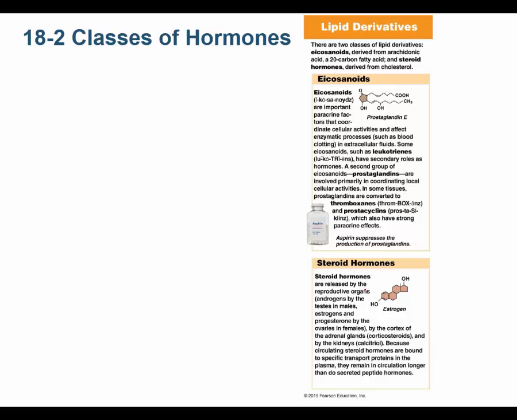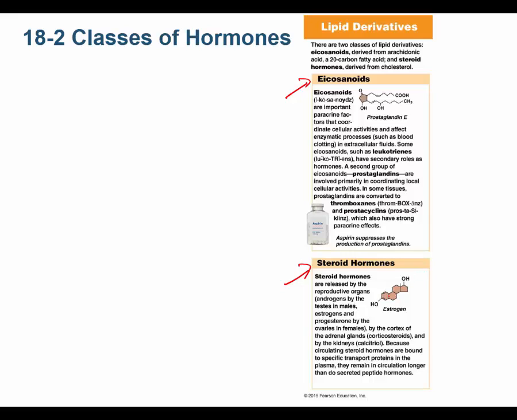Then we have lipid derivatives, and there's two big classes of lipid derivatives. We have the eicosanoids. These are things like prostaglandins and leukotrienes. You hear about them on TV all the time because they have different drugs out there, non-steroidal anti-inflammatory drugs like aspirin and other things, and Singulair, and they say it inhibits leukotrienes. Usually with aspirin they don't tell you it inhibits prostaglandins, but it does. So we have these eicosanoids, and then we have steroid hormones.